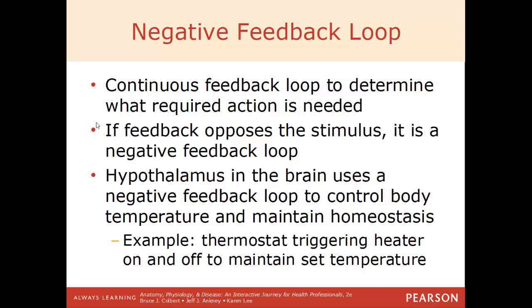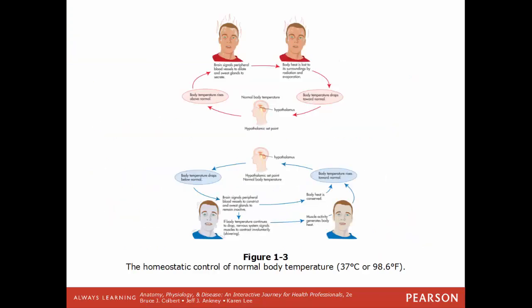Going back to that thermostat example in the heat, let's say you have the temperature set at, say, 72 degrees. If the temperature gets below that, then heat will come on. The feedback is opposing the stimulus. It's getting colder than where it wants to be, so the heat comes on to correct that. And here are some examples, instead of using a thermostat in a home, talking about a person.